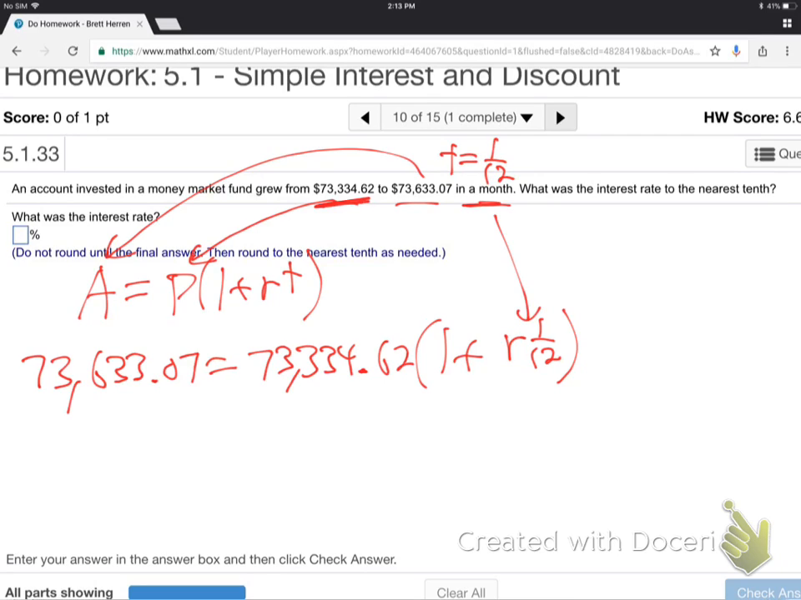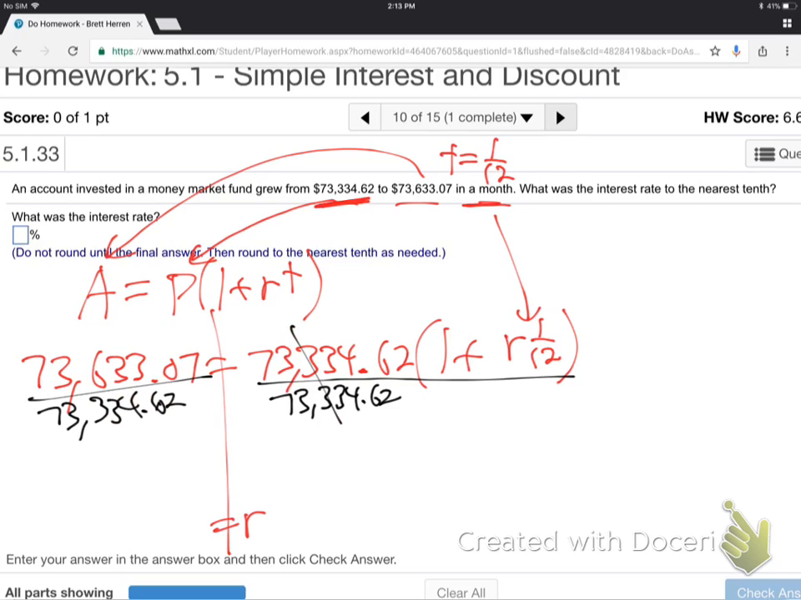How are we going to solve that equation for R? Any ideas? Here's the wall. R is sitting here saying, I want to be alone. Get rid of all this stuff so I can be alone. What do we do first? Should I subtract the 73,334.62 from both sides? You've got to divide it, because it's times. Yeah, good job. So divide by the 73,334.62. What we do to one side, we do to the other.